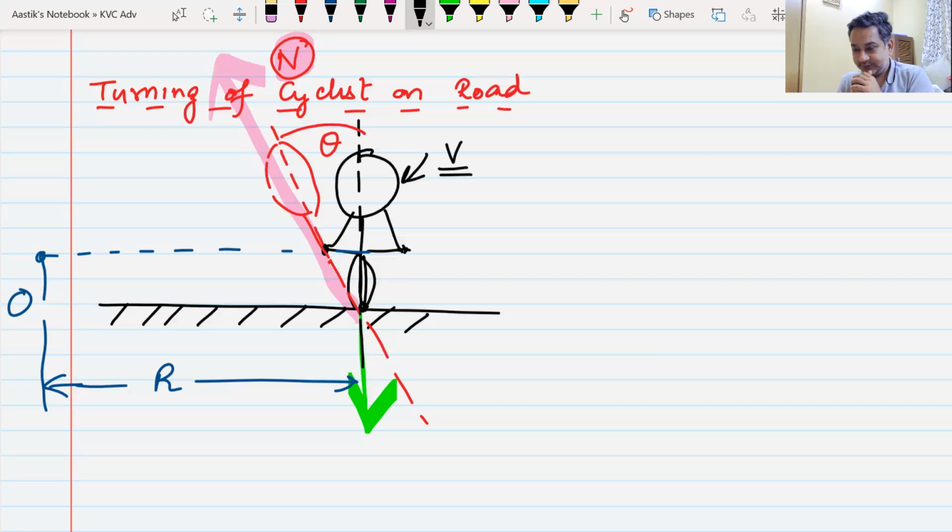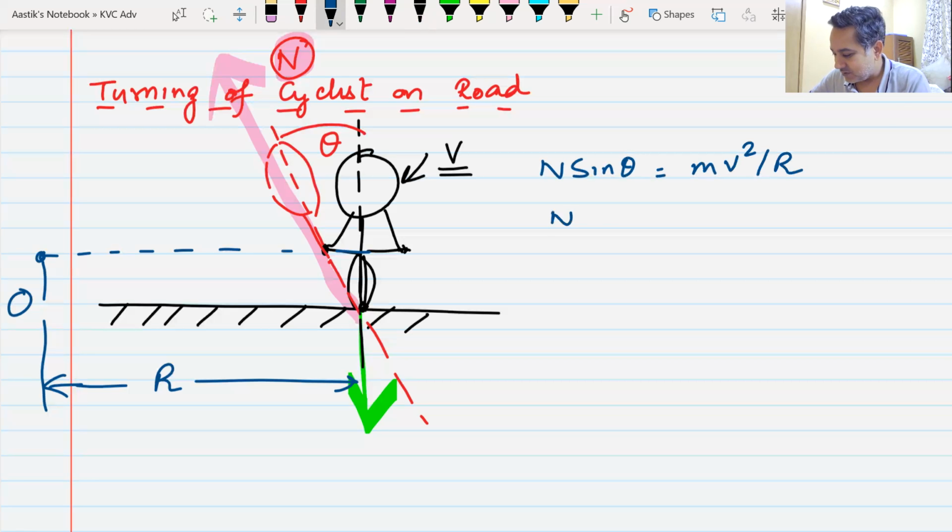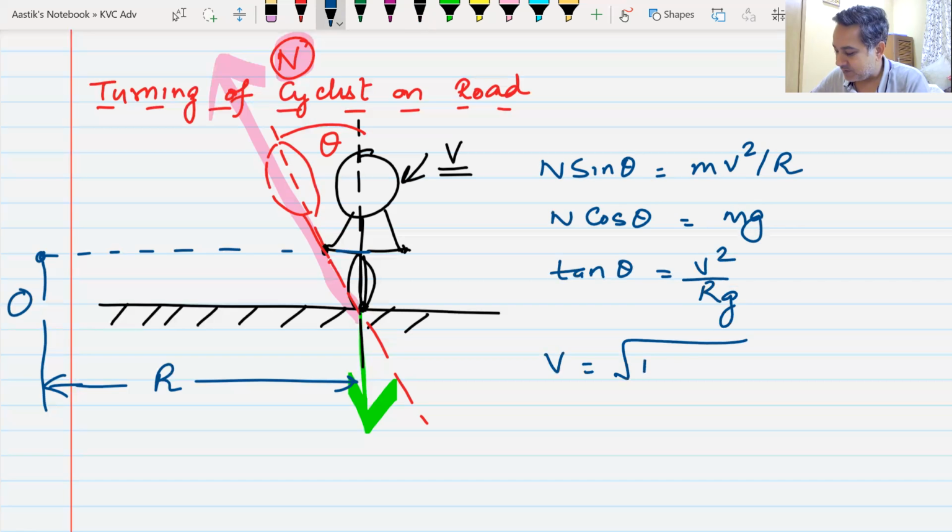Sir, it is V equals under root RG by tan theta. Sorry, RG into tan theta, sir. So this question is still the same as what we had done. Whenever an angle comes, because of this, N sin theta will become mv square by r, and N cos theta will again become mg. Your tan theta will become v square by rg, and v can be the root of rg tan theta. Do we understand this?